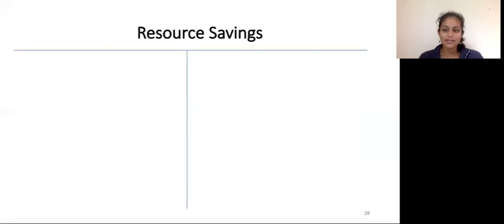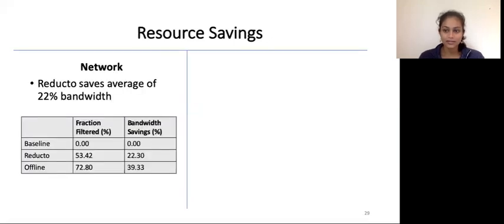As far as resource savings, let's first look at network. Recall that the benefit of filtering at the camera is that we save the bandwidth needed to send the filtered frames. We see that across the dataset, Reducto filters out about 53% of frames, which translates to 22% in savings in bandwidth. And the discrepancy there is due to how videos are encoded. Here it was H.264. And that's compared to 39% for offline optimal filtering.